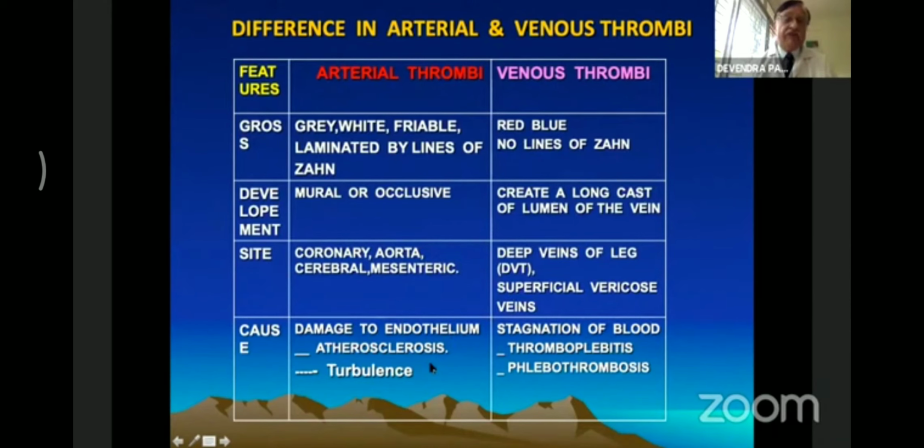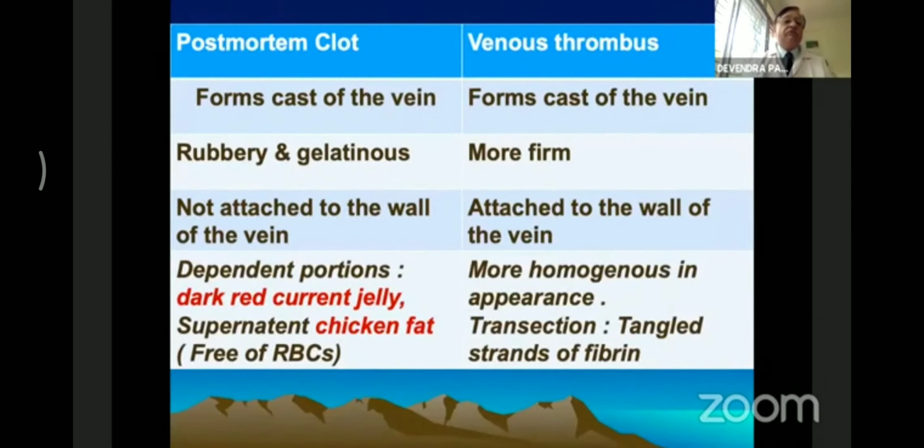In arterial thrombi the causative factor is damage to the endothelium. Here, in venous thrombi, the causative factor is thrombophlebitis or stagnation of the blood. Ultimately, the venous thrombi go and damage the lungs. The arterial thrombi may also form emboli, which may go into the systemic circulation.